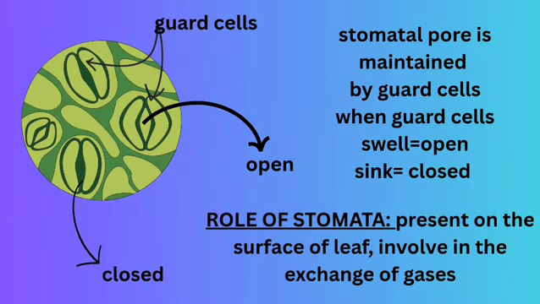Stomata help in photosynthesis. Role of stomata: present on the surface of the leaf, involved in the exchange of gases. The stomatal pore is maintained by guard cells. When guard cells swell, the pore is open; when guard cells shrink, it is closed.